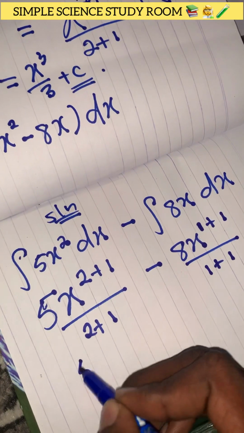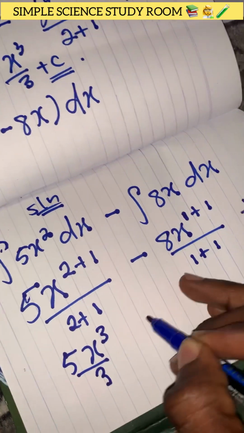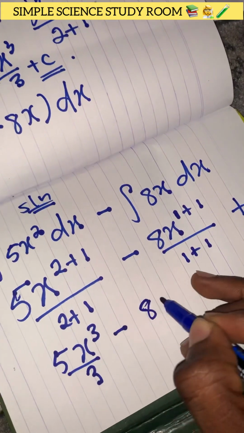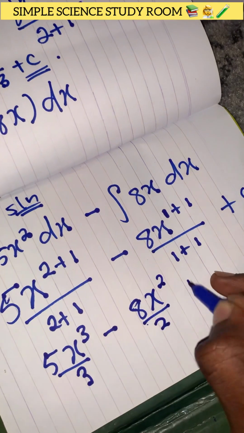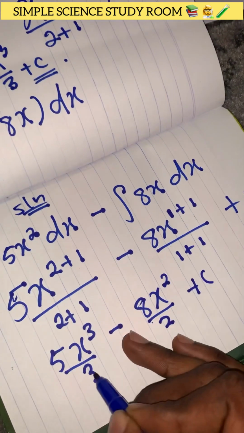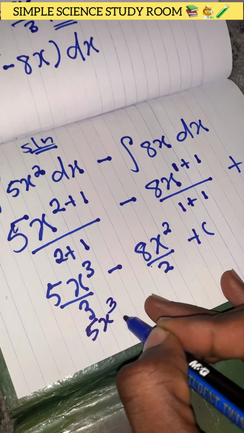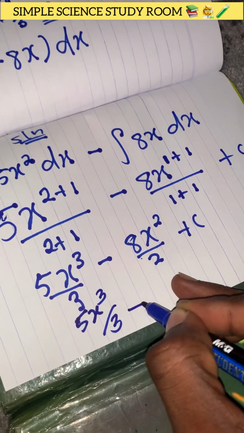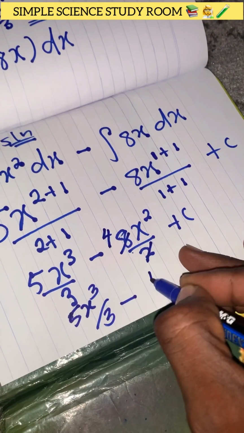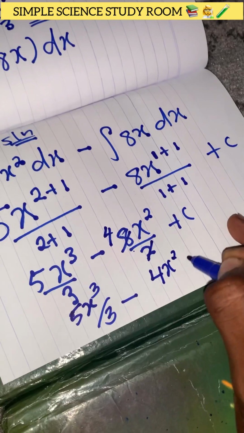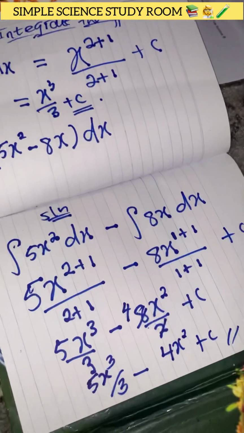This would be 5x power 3 divided by 3 minus 8x squared divided by 1 plus 1, which is 2, plus some constant c. Then this would be 5x cubed divided by 3 minus, 2 can go into 8 four times, minus 4x squared plus c. This is very simple. Now let's see the next example.